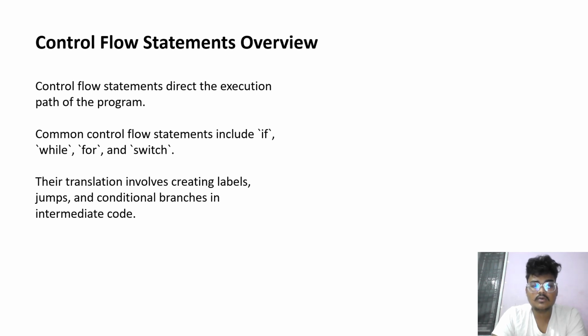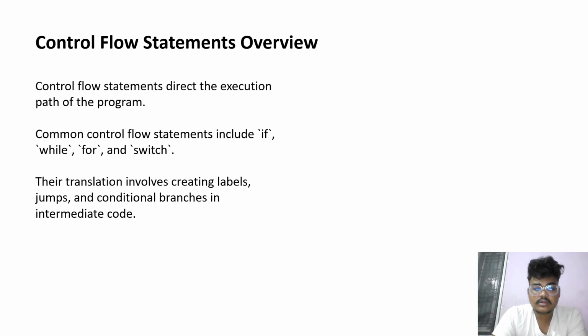Control flow statements overview. Control flow statements direct the execution path of the program. Common control flow statements include if, while, for, and switch. The translation involves creating labels, jumps, and conditional branches in intermediate code. Control flow statements are, simply put, statements that control the flow of the program. These use if, while, for, switch, which create loops, which end loops, which circumnavigate the loops. These are all done within the guise of control flow statements.